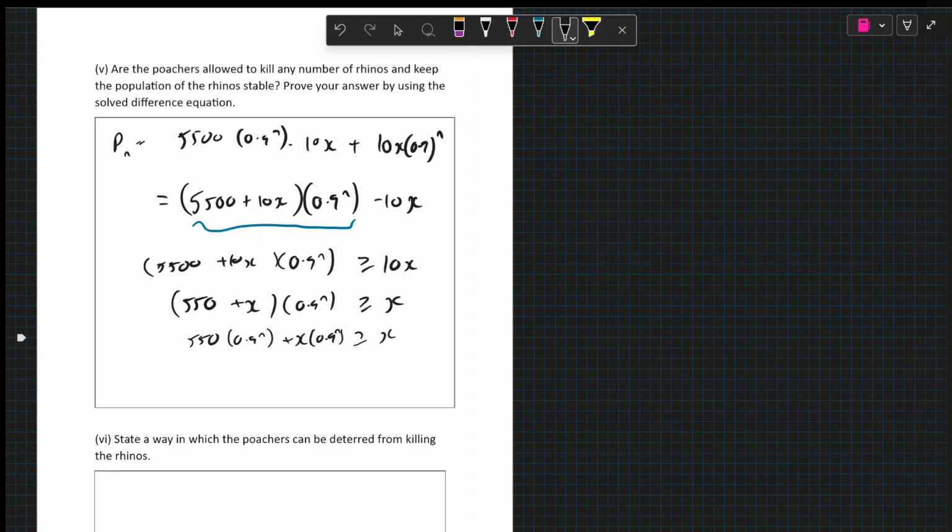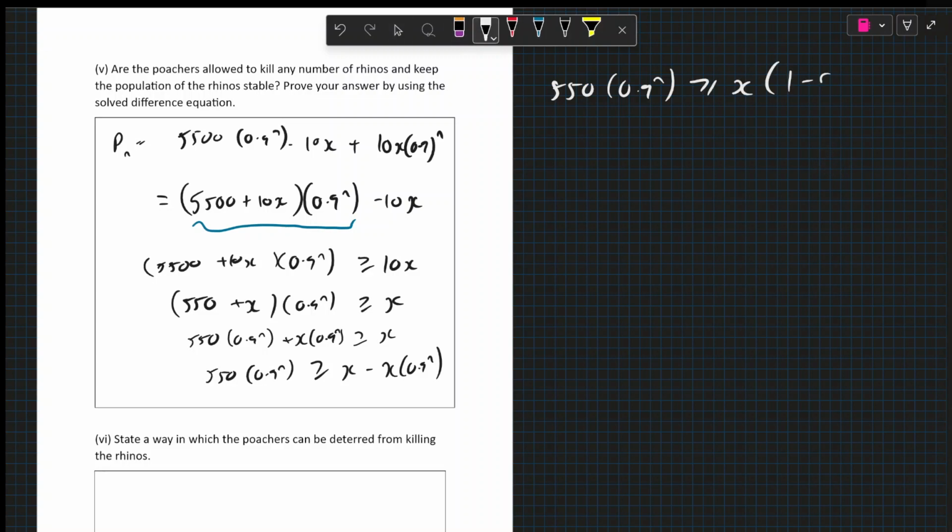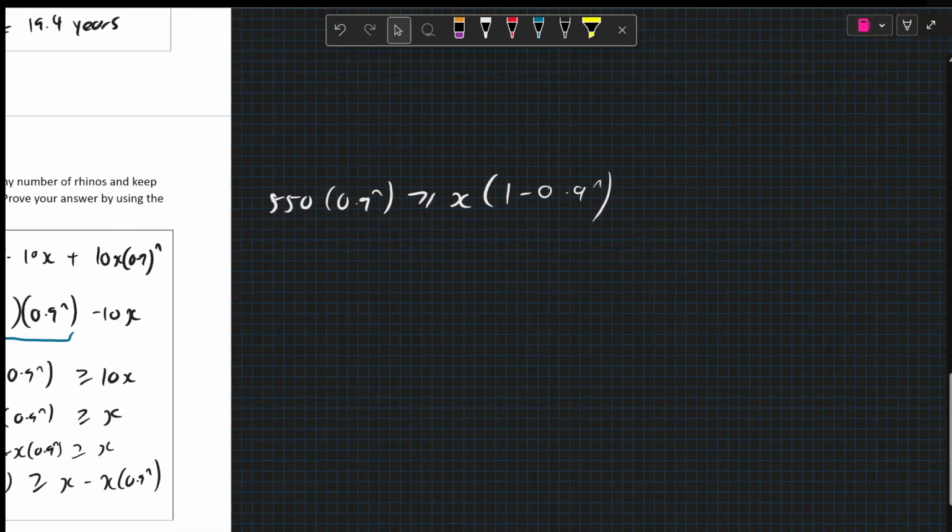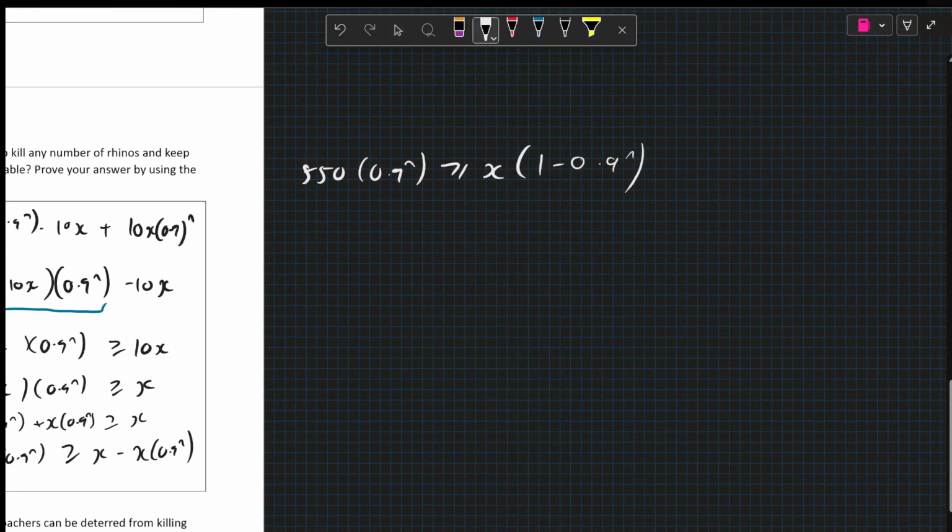Now we can get x on its own, so we get 550 to be greater than or equal to x minus x 0.9 to the n. So we want 550 times 0.9 to the power of n to be greater than x times 1 minus 0.9 to the n. And actually having a look at this, we can get x on its own. So x has to be less than or equal to 550 times 0.9 to the n, over 1 minus 0.9 to the n.